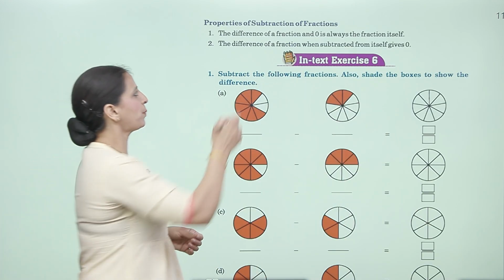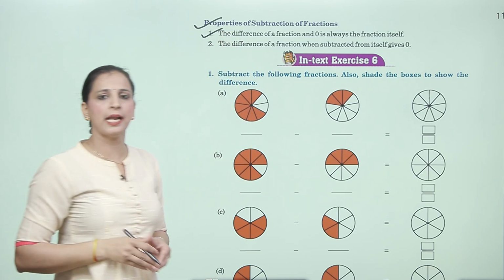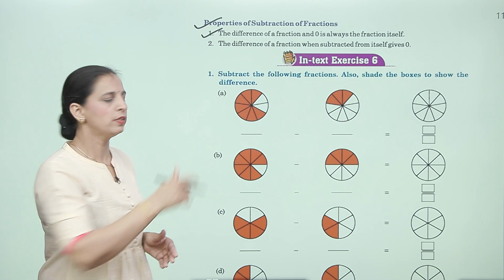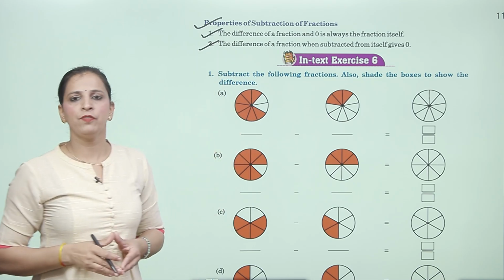Now, properties of subtraction of fractions. First, the difference of a fraction and 0 is always the fraction itself. The difference of a fraction when subtracted from itself gives 0.